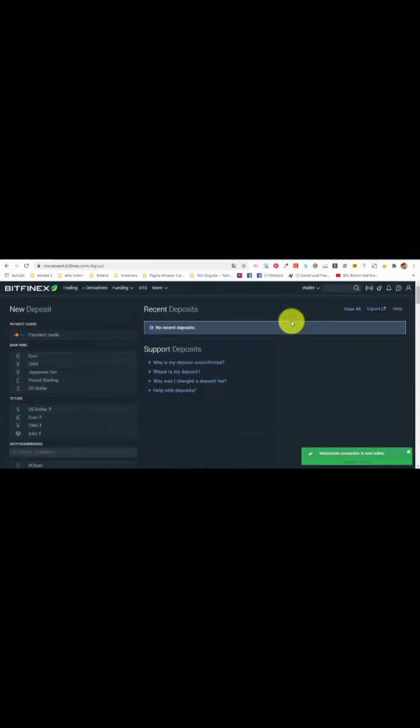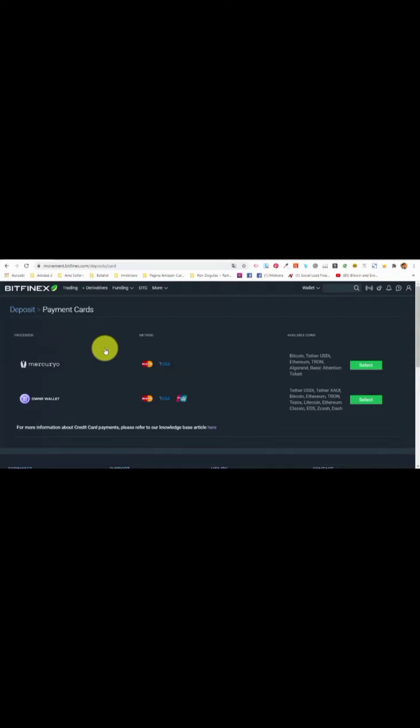So after you log in, you are going to see in the top part of the screen, in the menu, an option which says wallet. You are going to go on the deposit function, and in the deposit function you can select, as you can see, payment cards. Basically you can fund your wallet on Bitfinex with your card. You can pay with your card, and you just have to go to payment cards.